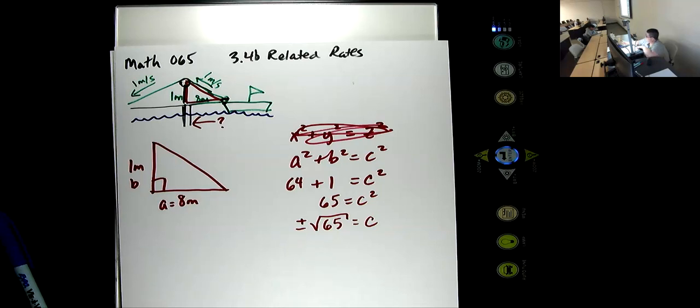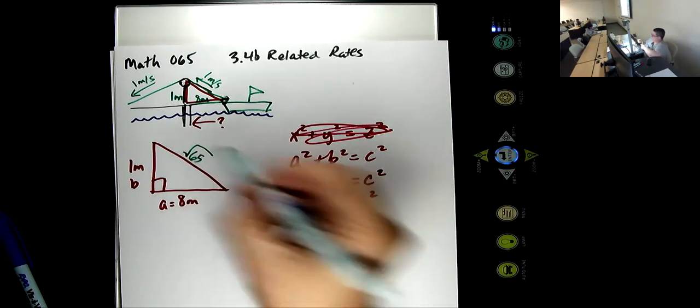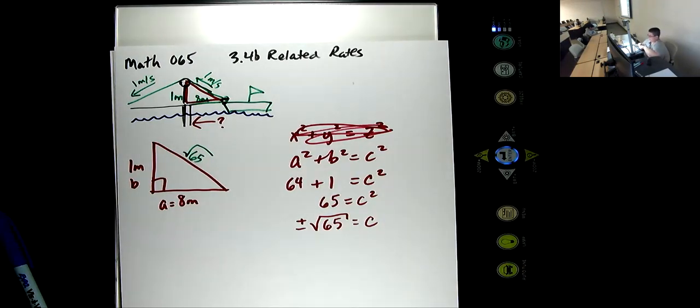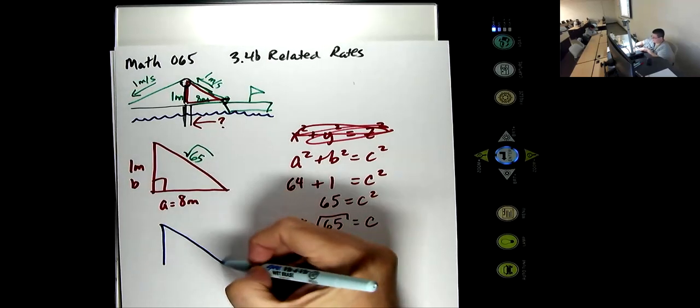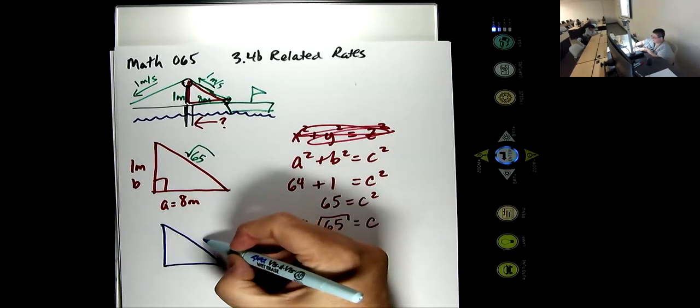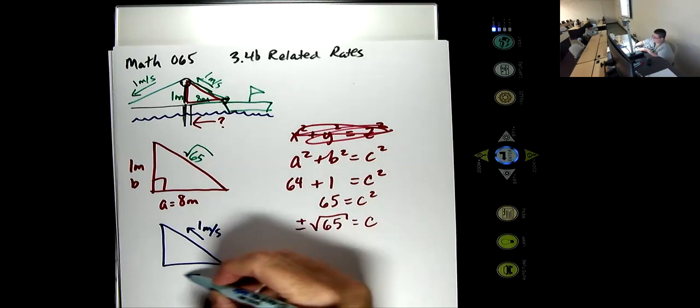Which one is it? Dalton. It's got to be the plus one. Yeah, it's a distance. It's a length. It's a measured thing. We'll put in square root of 65 there. All right, so the other things we know about this triangle are this is changing at 1 meter per second. And this is what we're looking for.